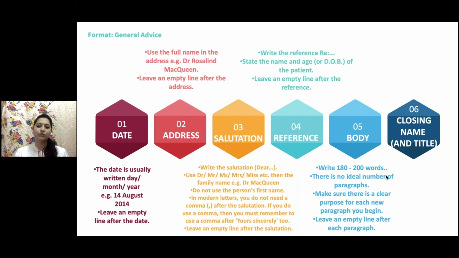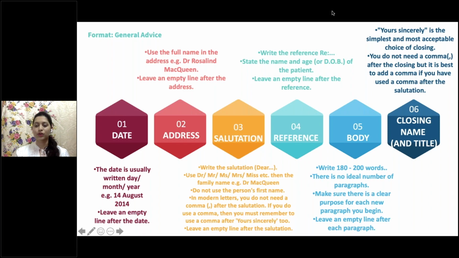There is no ideal number of paragraphs, so it's your wish as long as you keep it within the word limit, and make sure there is a clear purpose for each new paragraph you begin. When you split something into two paragraphs, make sure they're about two different topics. If it's the same topic, bring it under the same paragraph. Things like these. And then leave an empty line after each and every paragraph.